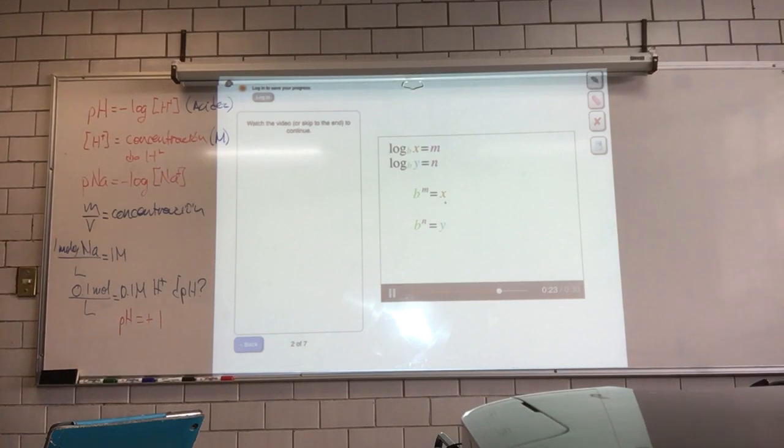If b to the m equals x and b to the n equals y, which of the following equations must also be true?